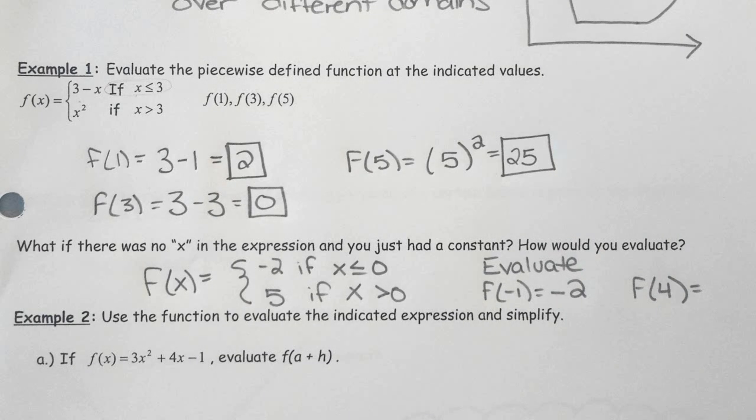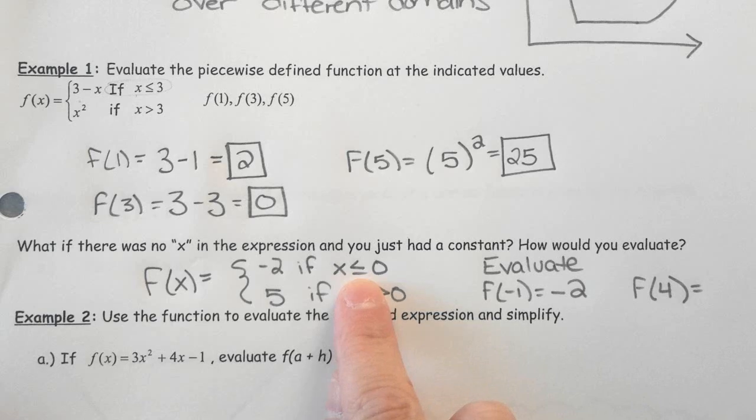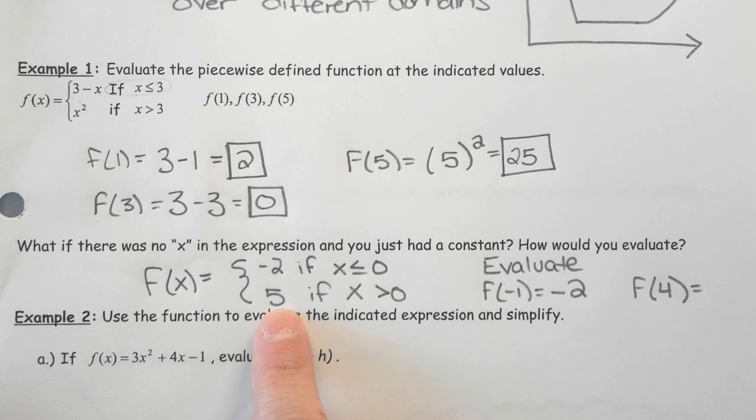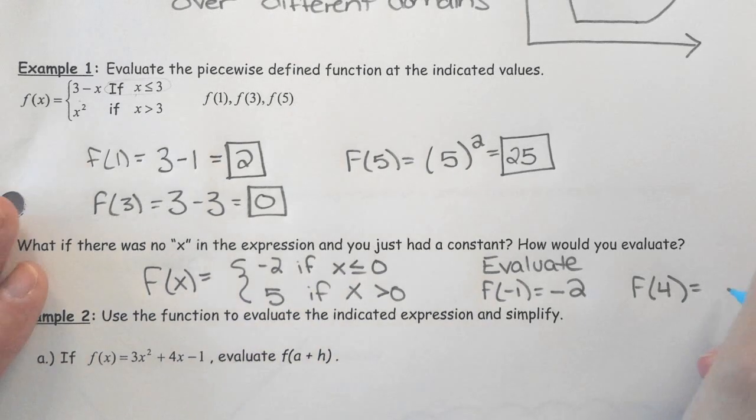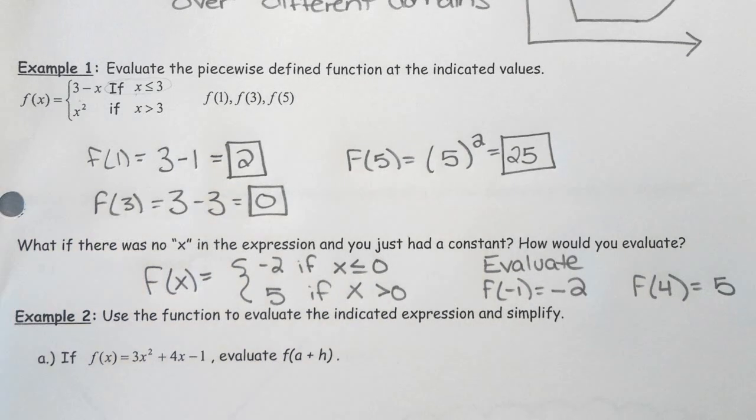So if there's no spot to plug it in, then you just figure out where it lives, and you would write down that value. So is 4 smaller than or equal to 0? Is it bigger than 0? Okay, so we would plug it in here, except there's no spot to plug it in, so what am I going to write? 5. So again, some of them are just that easy.